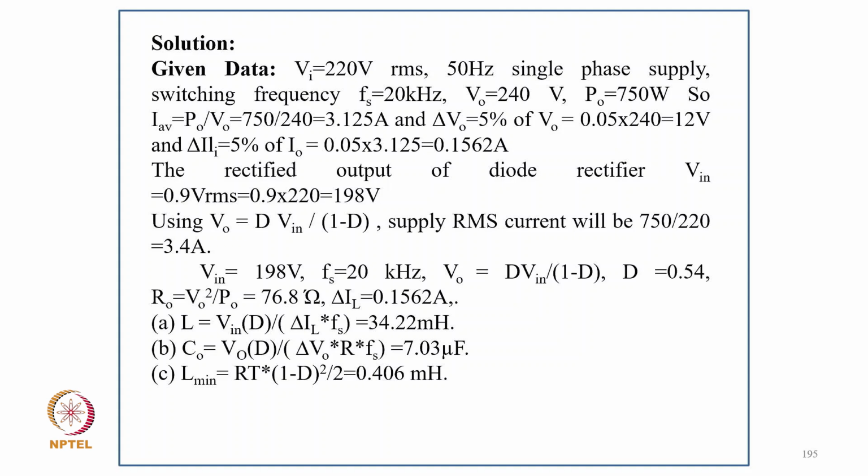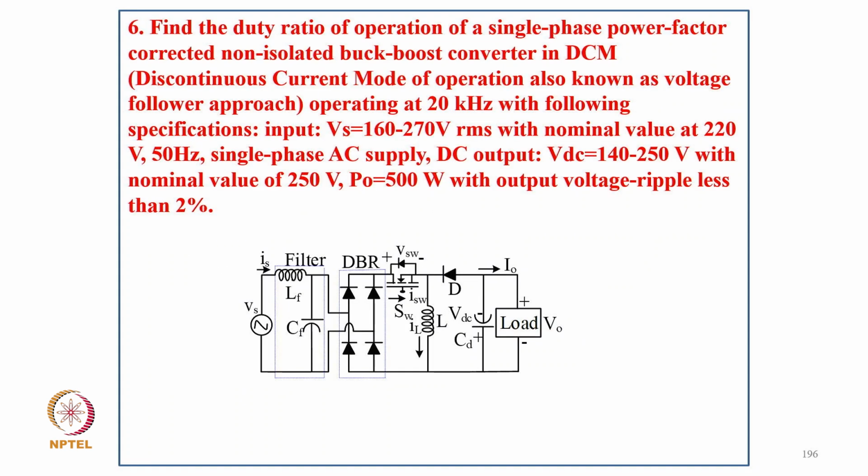So Vin is 198, fs is 20 kilohertz, VO equal to D Vin upon 1 minus D. So D comes 0.54 and R equal to VO square upon PO. That comes 76.8, and delta IL is 0.1562. L equal to Vin D upon delta IL fs, that's 30.22 millihenry, and C equal to VO D upon delta V R fs, that is 7.03 microfarad, and L minimum equal to R into (1 minus D) square by 2fs, that is 0.406 millihenry.